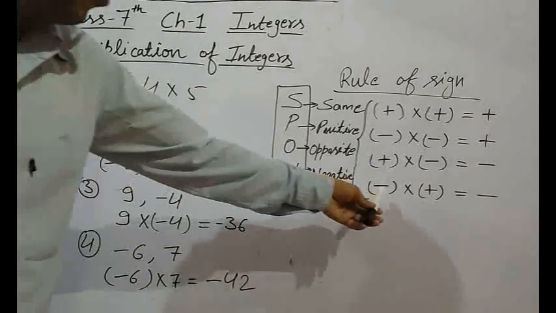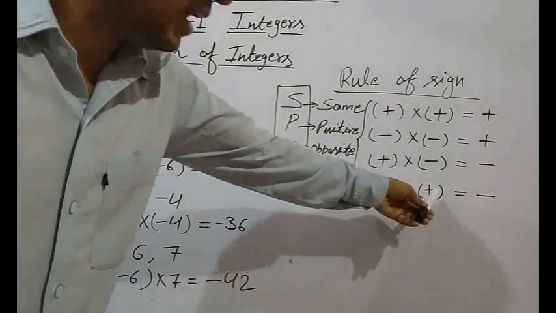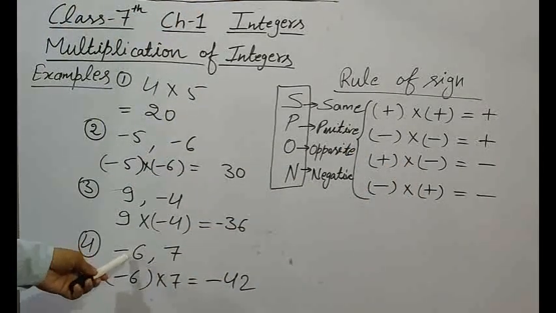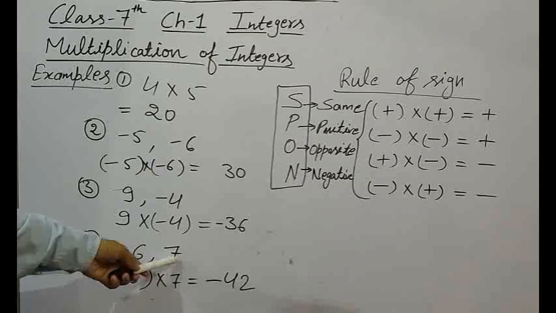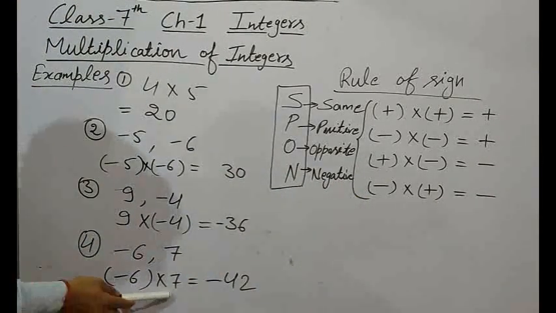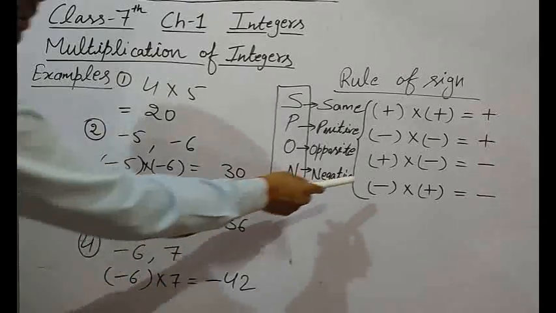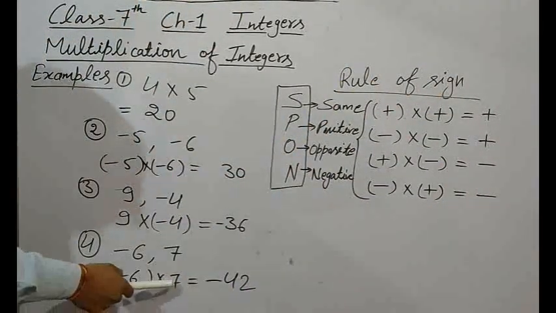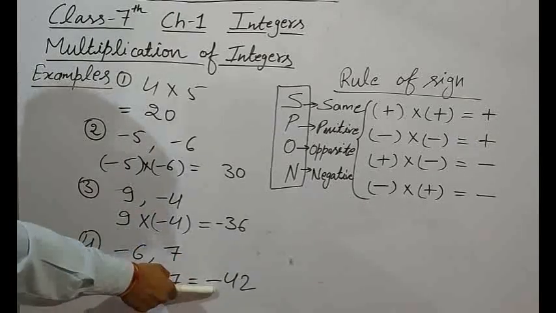Next we take the fourth example. We take one negative integer and one positive integer. Here we take minus 6 and 7. According to this rule, after multiplying we get 42 with minus, because minus multiply plus is equal to minus. So 6 times 7 is 42 and the sign is minus.